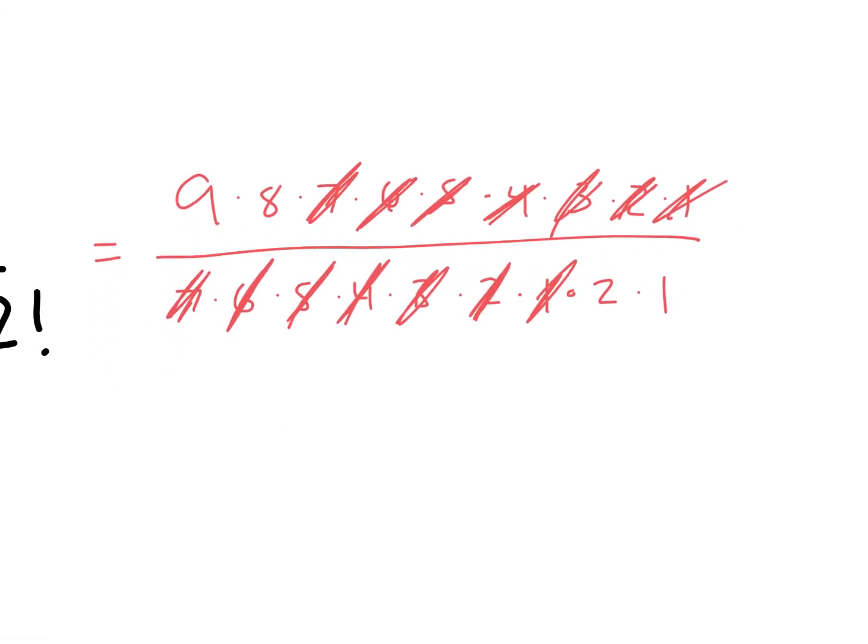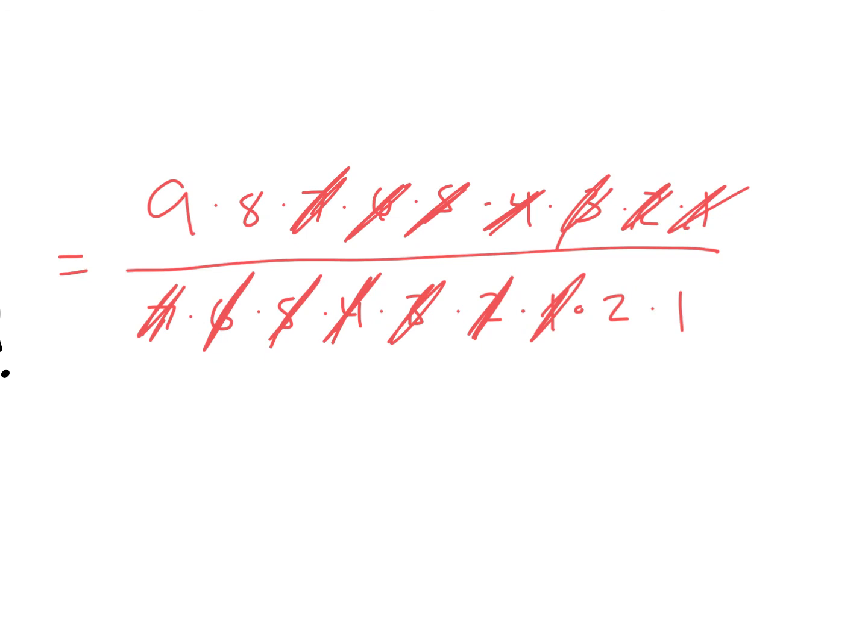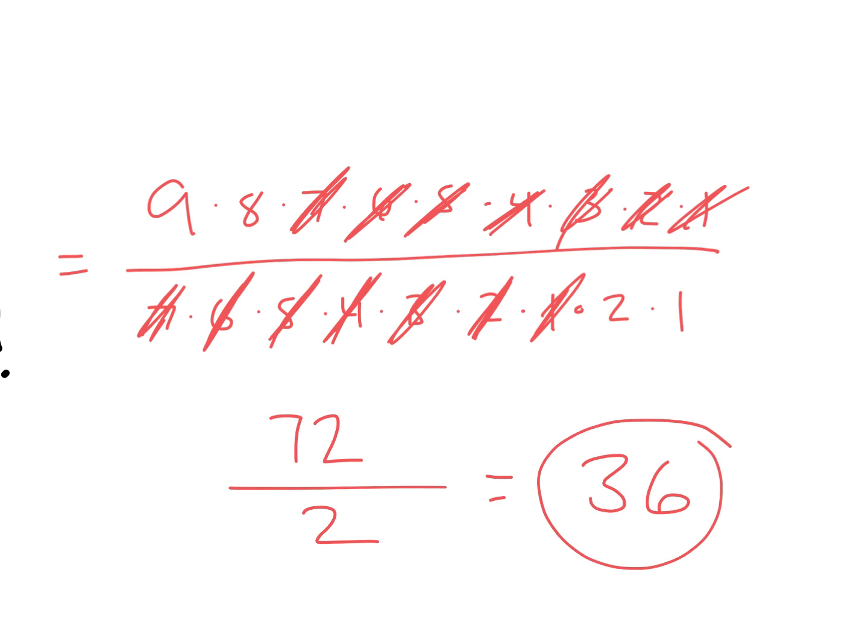So then on the top, we're just left with 9 times 8. What's 9 times 8? 72. And on the bottom we have 2 times 1, which is 2. And 72 divided by 2 is 36. So 36 is our answer.